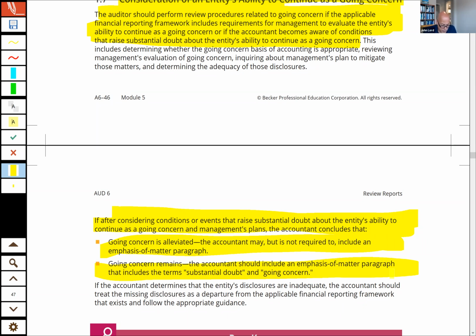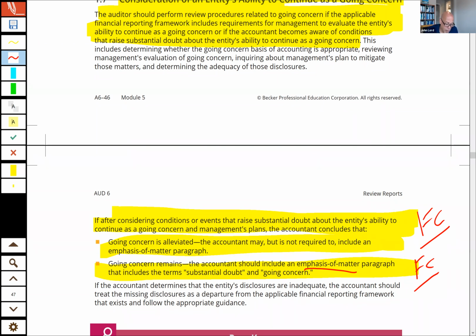What the heck? If after considering conditions and events that raise substantial doubt, the accountant concludes that going concern is alleviated, the accountant may but is not required to include the emphasis of matter. If going concern remains, the accountant should include an emphasis of matter that includes the terms. Okay, I stand corrected. We would have to put that in there. I apologize for that. So we would need to put the words substantial doubt and going concern in an emphasis of matter paragraph. So I misspoke. We do need to do that.